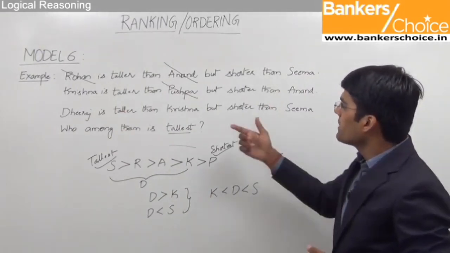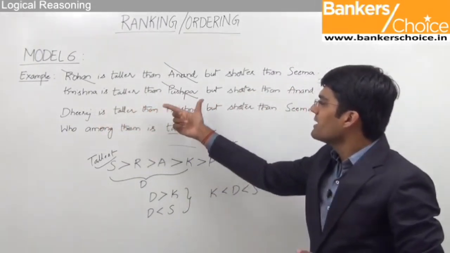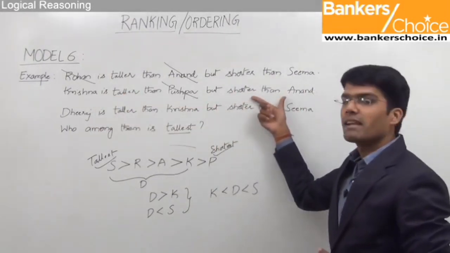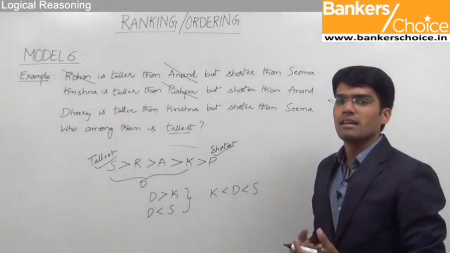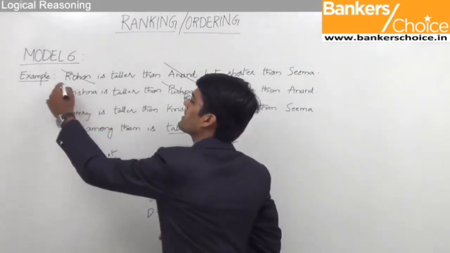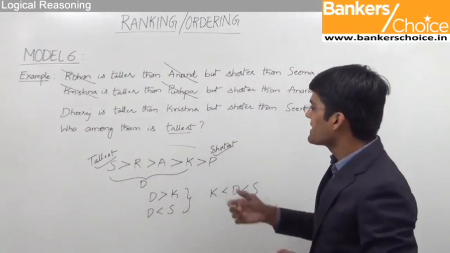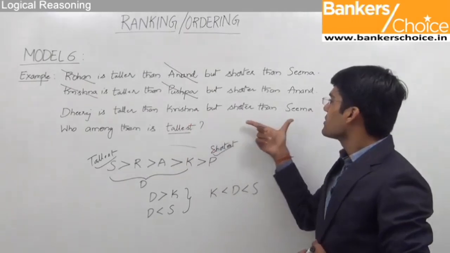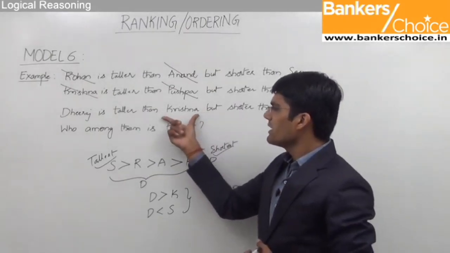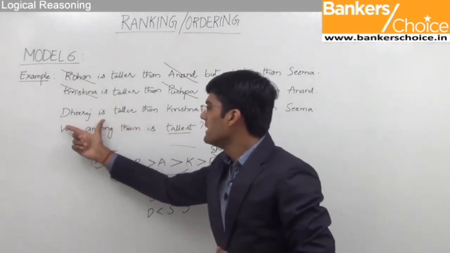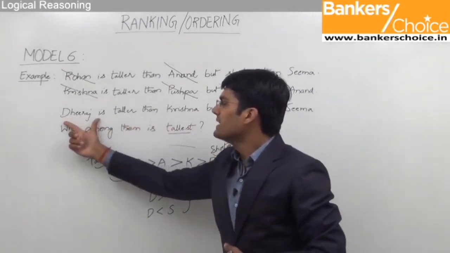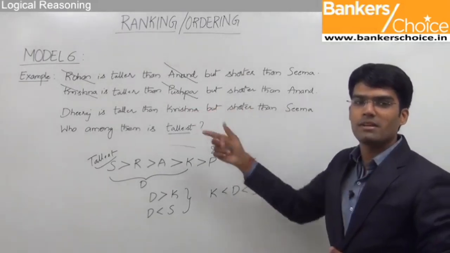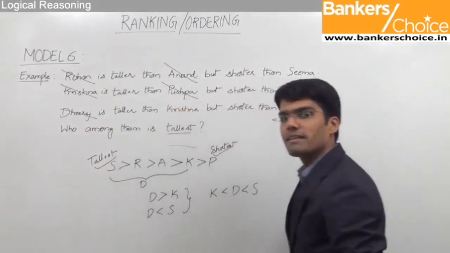And when Pushpa is shorter than Krishna, Pushpa cannot be the tallest person in the group. And similarly, continuing with the remaining part, we know that Krishna is taller than Pushpa but shorter than Anand. That means Krishna is shorter than Anand. When Krishna is shorter than Anand, Krishna cannot be the tallest person. So even Krishna gets eliminated. And from the last statement, we know that Dheeraj is taller than Krishna but shorter than Seema. As Krishna has already got eliminated, let us directly compare Dheeraj with Seema. We know that Dheeraj is shorter than Seema. When Dheeraj is shorter than Seema, Dheeraj cannot be the tallest person. So even Dheeraj gets eliminated.